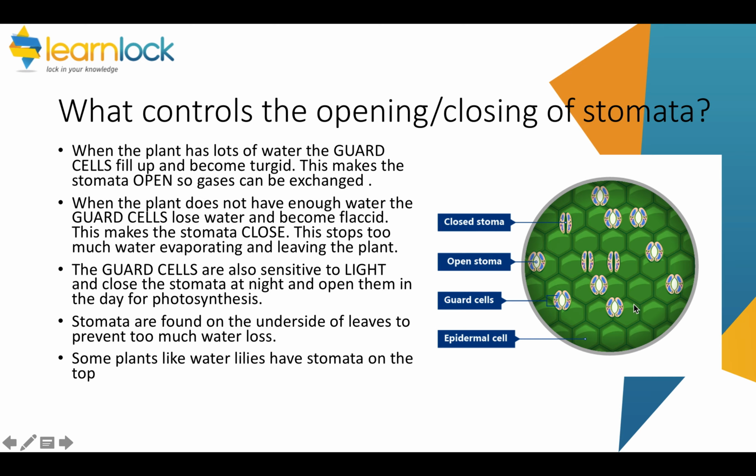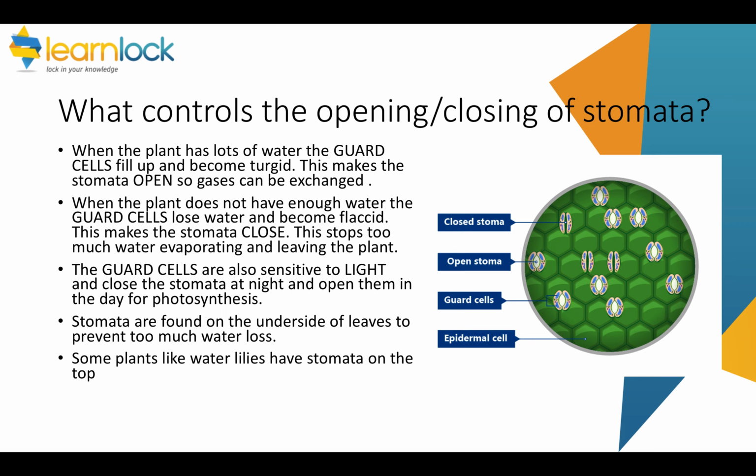So this is what they would look like under a microscope. These are the guard cells and the holes are the stomata. When the plant has been given lots of water, the guard cells get bigger and fill up and they become turgid. That makes the stomata open, so that allows gas exchange. And when it hasn't got enough water, then the opposite happens and the guard cells become flaccid and they close the stomata, and that stops too much water leaving. So this control prevents too much water leaving the plant.